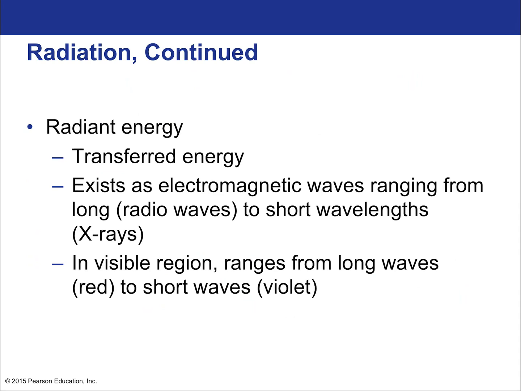So radiant energy is transferred energy. It exists as electromagnetic waves, so it's called EM waves. They can range from the long radio waves, and a microwave is a type of radio wave. It's the shortest of the radio waves, or the least long of them. And then all the way up to X-rays. So if something's really hot, if it's millions of Kelvin, like the center of a star, or an exploding star for that matter, then it can actually release heat in the form of X-rays. The visible region ranges from long, red, which is the coolest, to the hottest, violet.